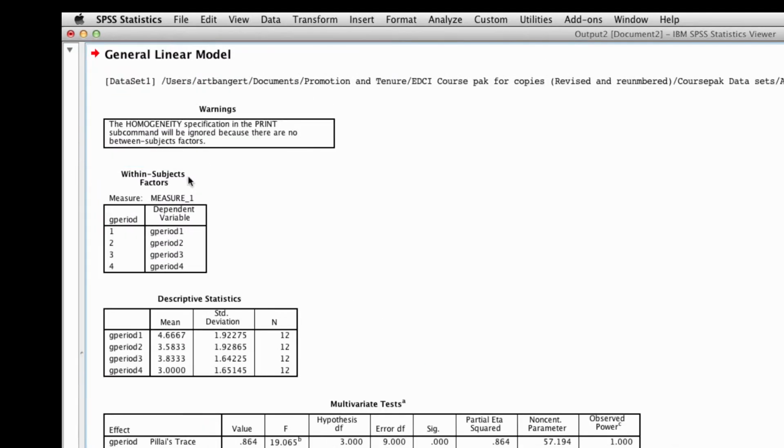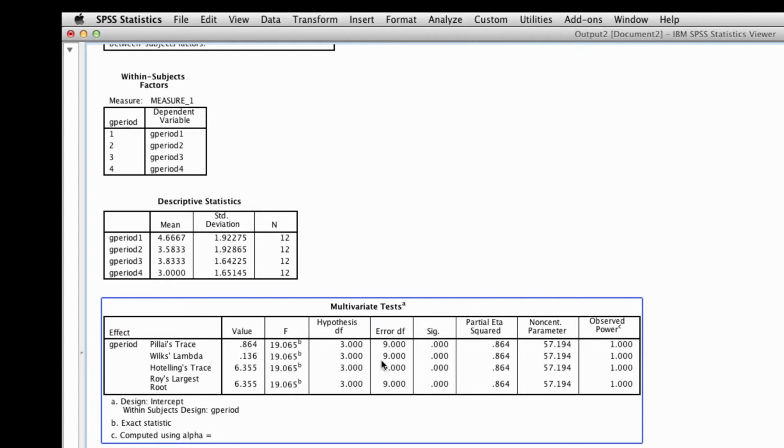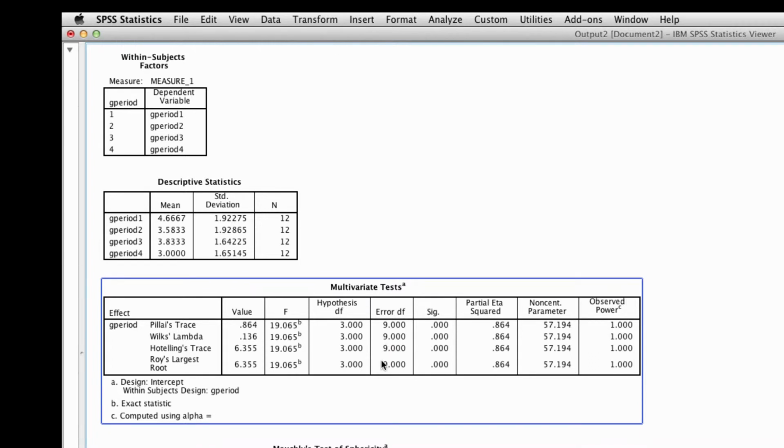And you can see for our output, we have the 4 grading periods, and then across these 4 grading periods we have the means and the standard deviations, the average number of days absent for each grading period. Then we have the multivariate test, and we're going to skip that, and we're going to work our way down to the test of within subjects. That's the one that we'll want to use for this analysis.